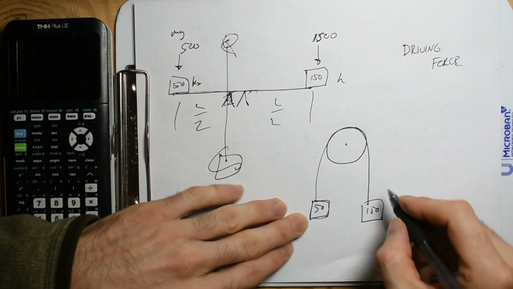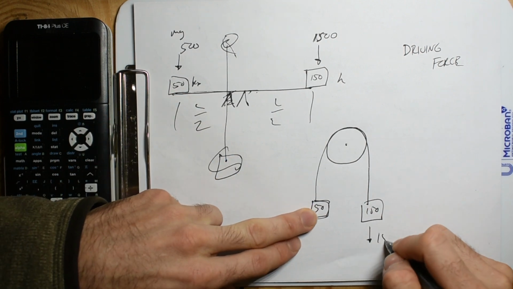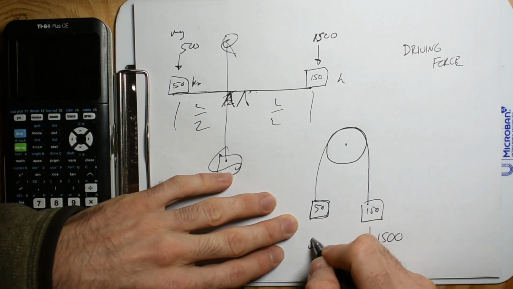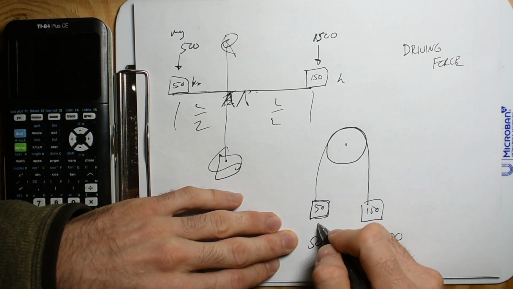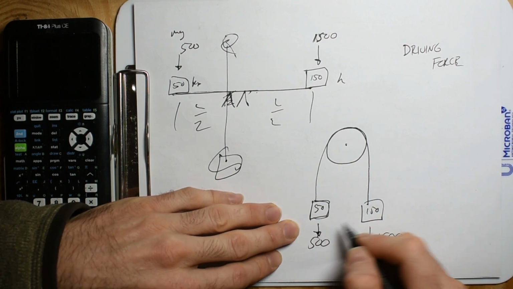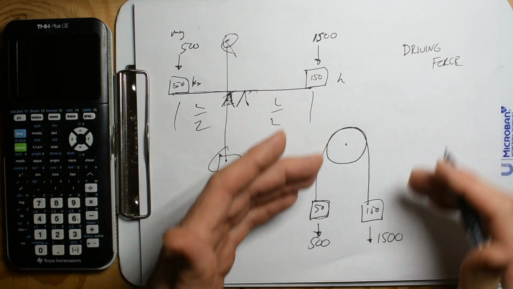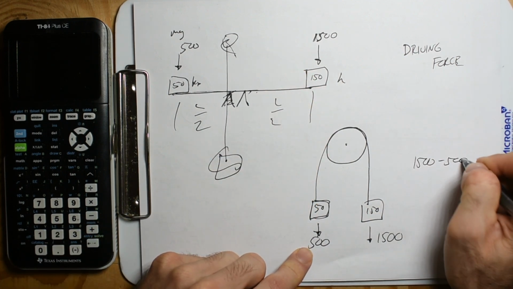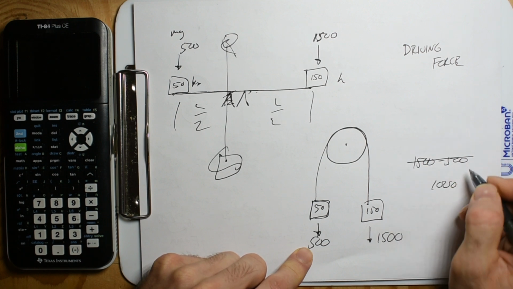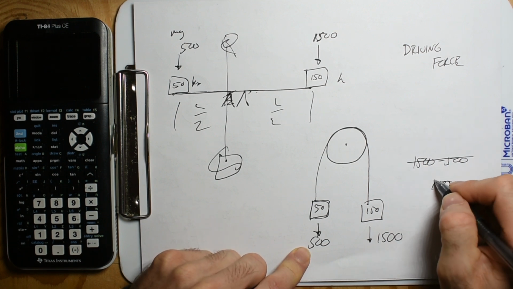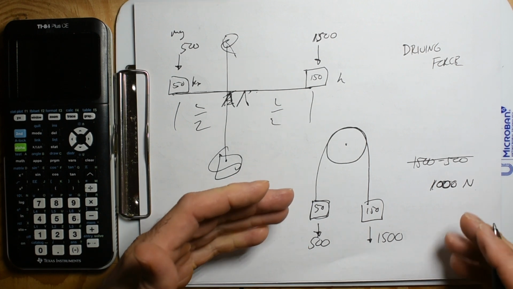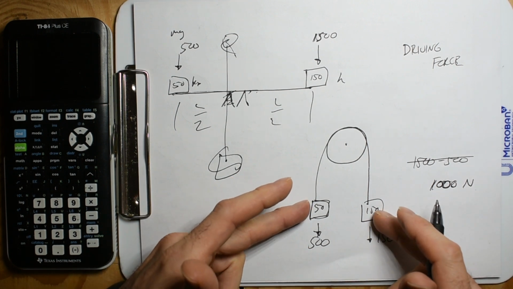Cool. So right here we have a force. Right here is going to be that mg, that 1,500. Here we have 500, and this is going to pull down. So our net driving force on this is going to be 1,500 minus 500. That's going to be 1,000. So we're going to get 1,000 newtons of driving force.